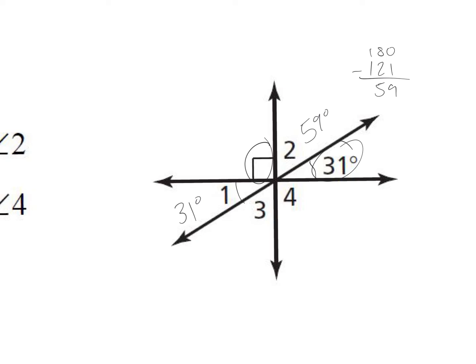Did anyone get the measure of angle 3? Diana? 59. Very good. Why? It's vertical to angle 2. Yeah. It's vertical to angle 2. And what about angle 4? Alexis? 90. It's 90. Why?